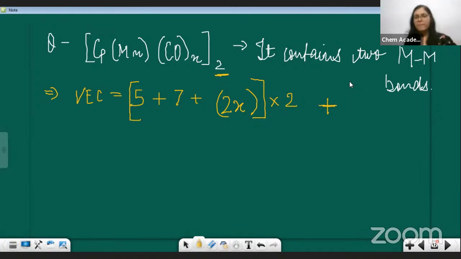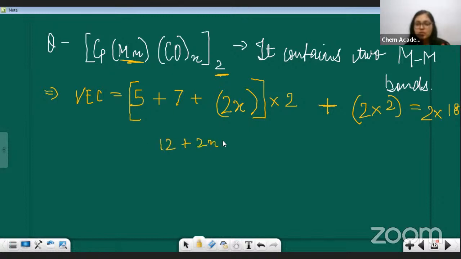You're right. See, since there are two metal-metal bonds and each bond will have 2 electrons, its contribution is going to come out like this. Now we will keep it equal to 2 into 18, since we know that there are going to be 2 Mn because of this 2. Now we will solve for X.